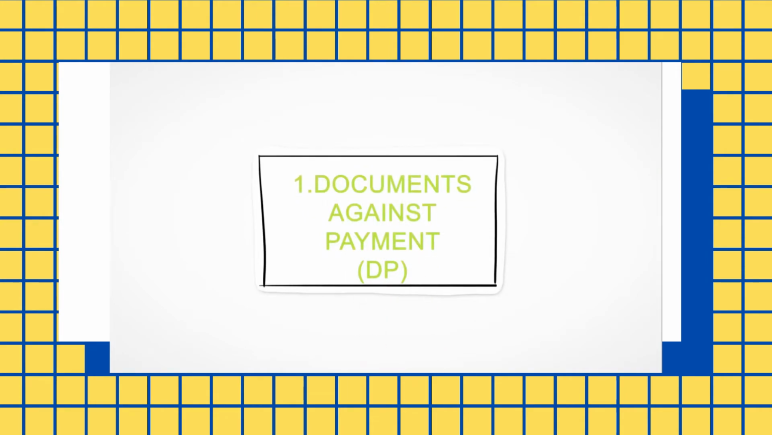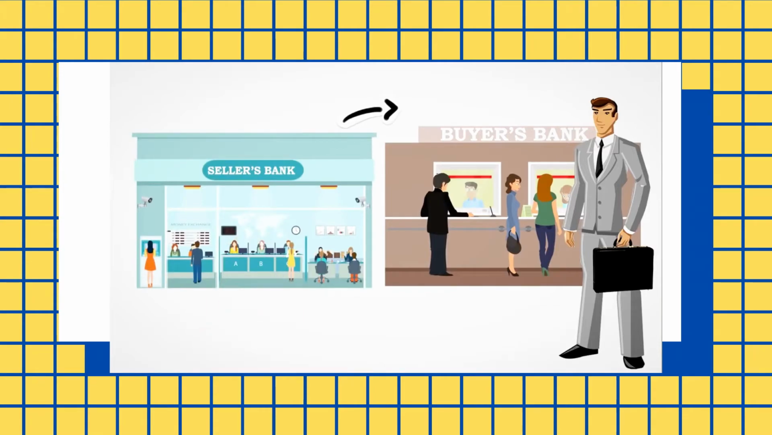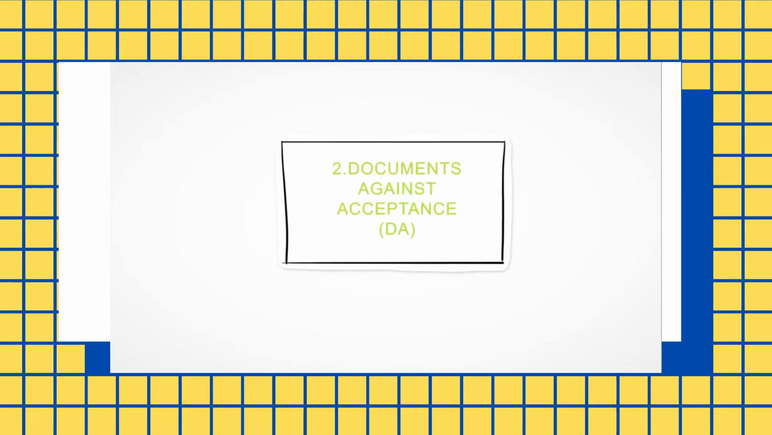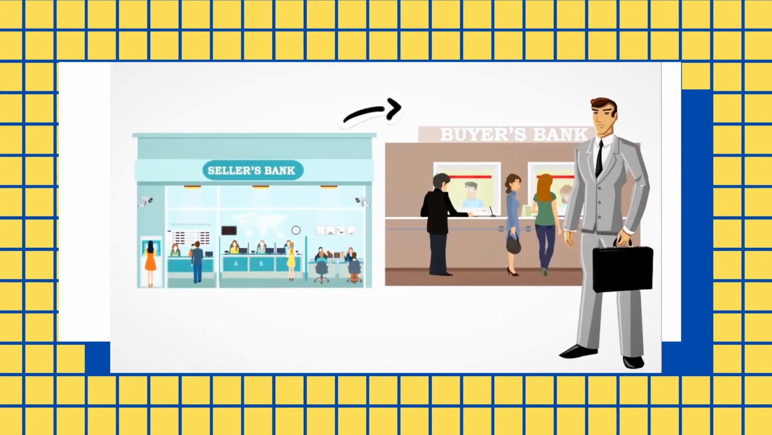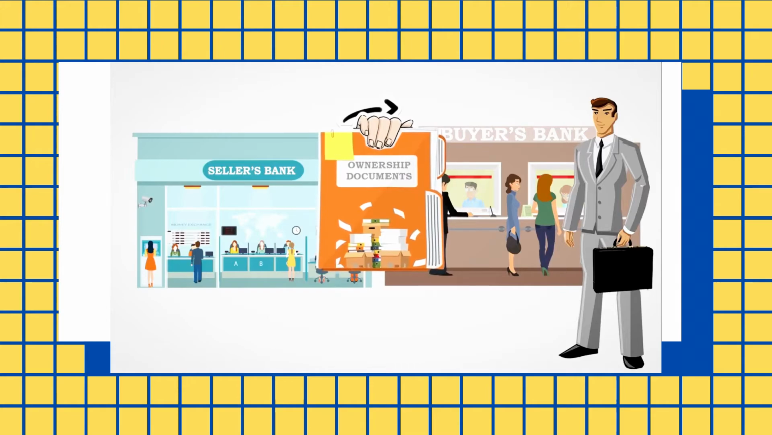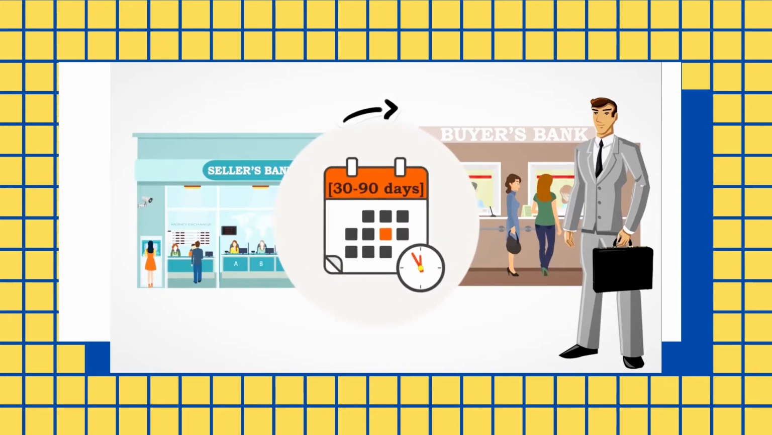First, documents against payment. The buyer is required to pay as soon as the ownership documents are presented to the buyer's bank. Second, documents against acceptance. The buyer is required to accept a timed draft as soon as the ownership documents are presented to the buyer's bank. Payment should be made at the maturity of the accepted time draft. The timed draft is usually for 30 to 90 days.